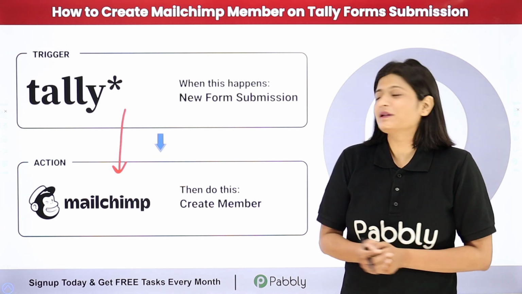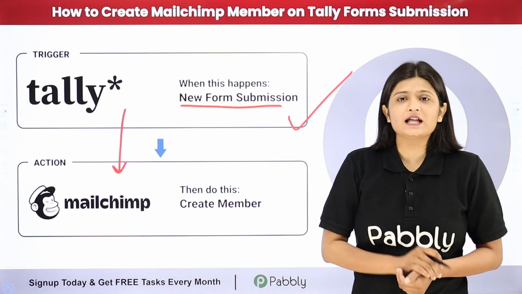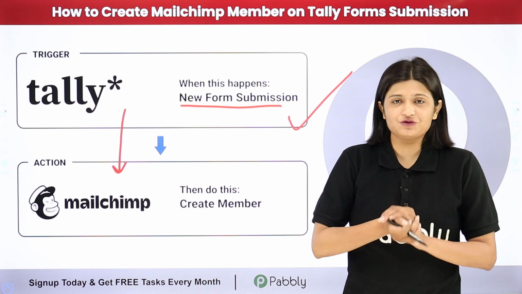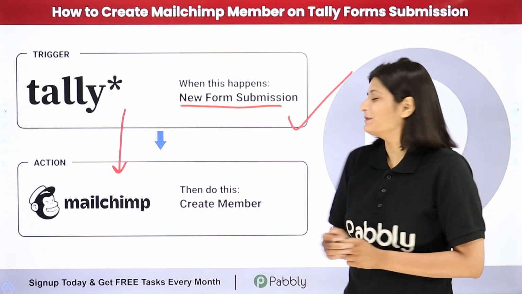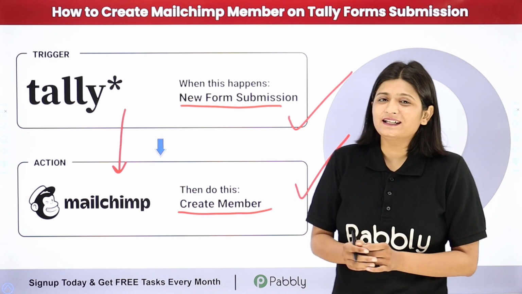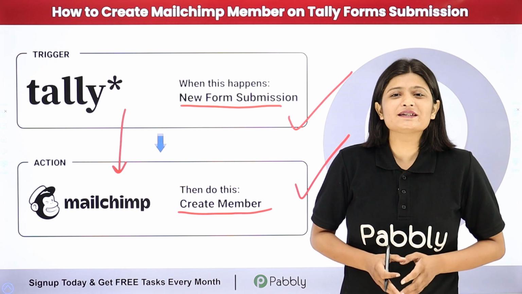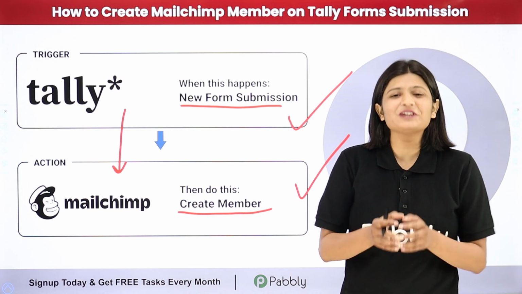Here as my trigger application, I am going to take Tele, from where I will receive new form submission and this complete workflow will get triggered. And then in my action application, I am going to take Mailchimp, where the member will be created automatically as soon as the new form submission is received. If you want to learn this amazing automation step by step, then let me take you all to my screen.